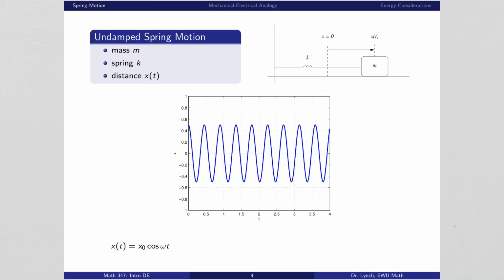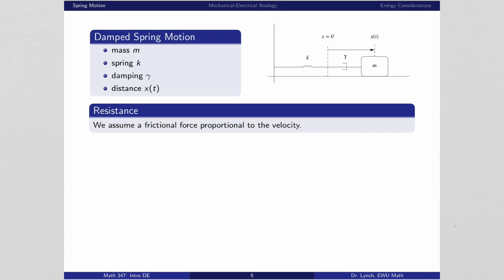Here is a graph of a solution of the form x naught cosine omega t for specially chosen values of m and k that we'll see how to identify a little bit later. Okay, a second flavor of these mass spring motion problems is called damped spring motion.